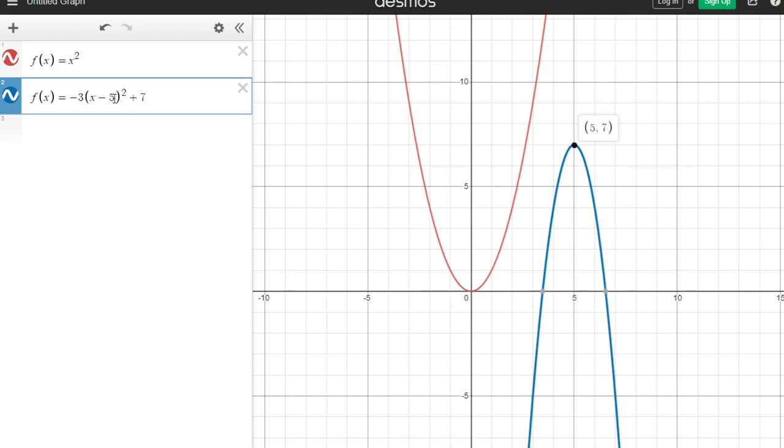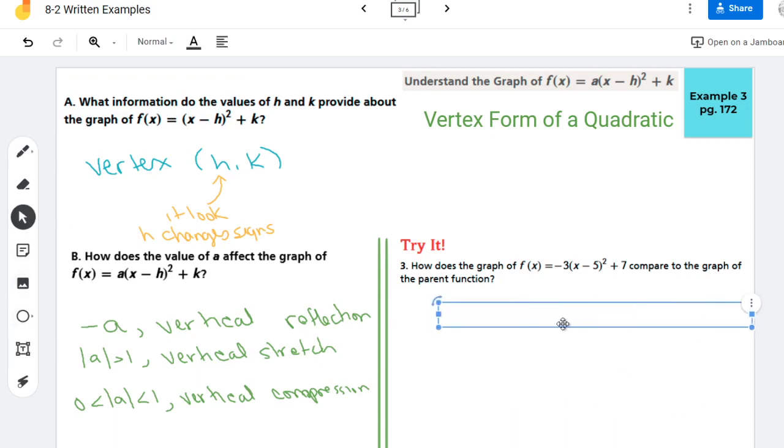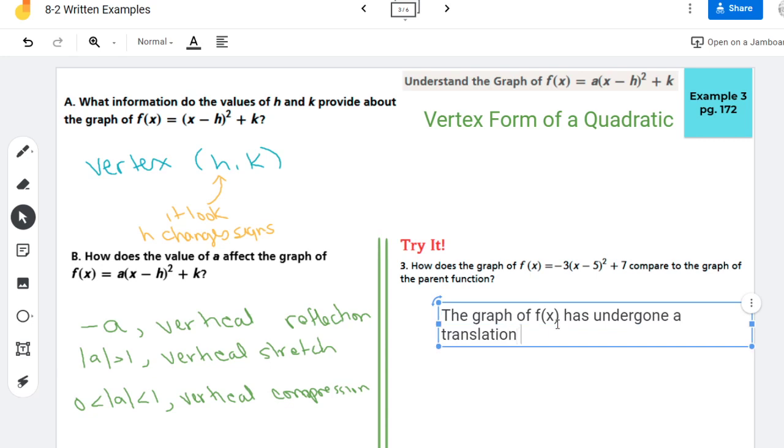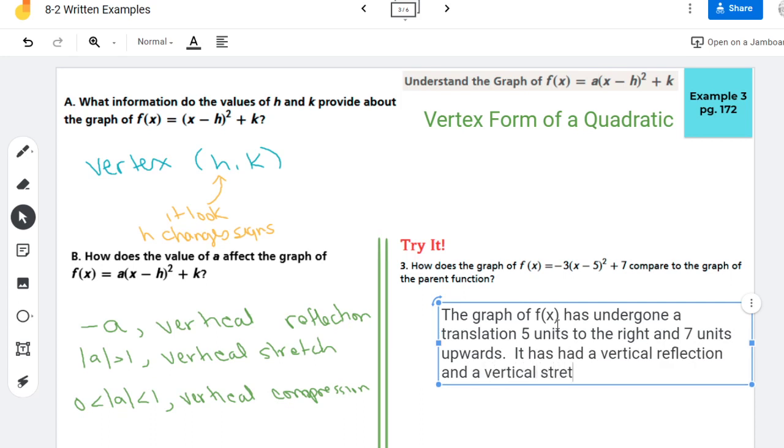Now, if you look at that, see the point (5, 7) for my vertex? That's coming from the -5, 7 right there. So if I were to describe the comparison, I would say the graph of f of x has undergone a translation 5 units to the right and 7 units upwards. It has had a vertical reflection and a vertical stretch as well.